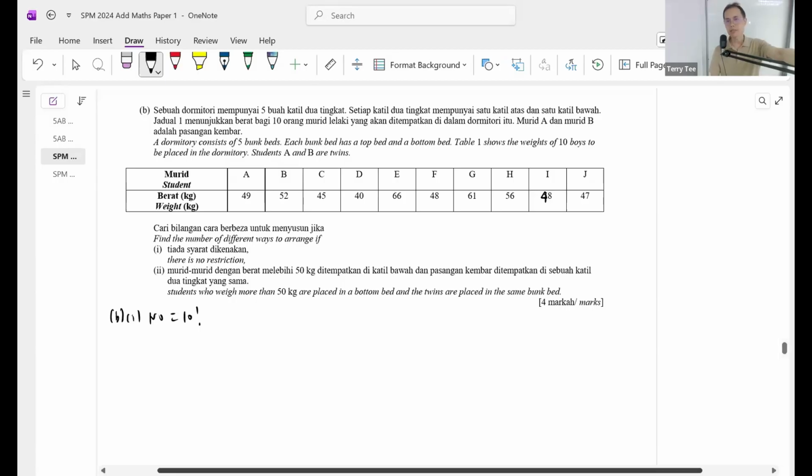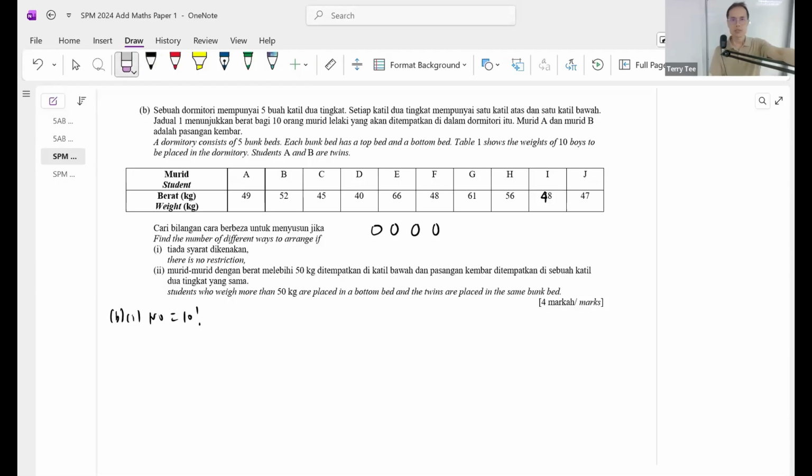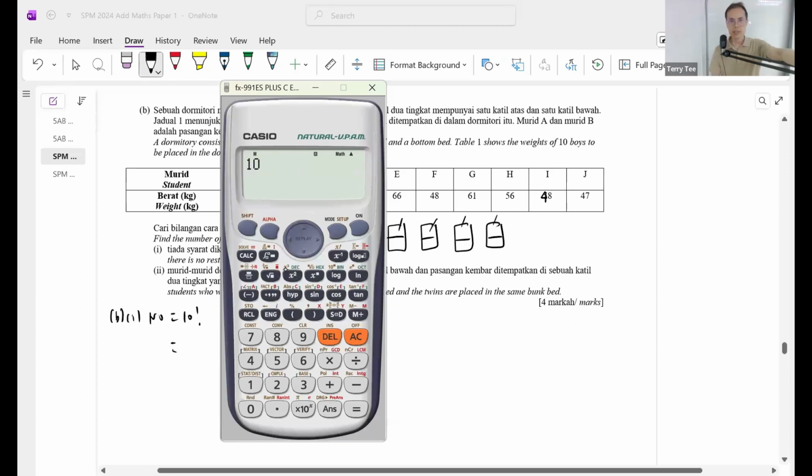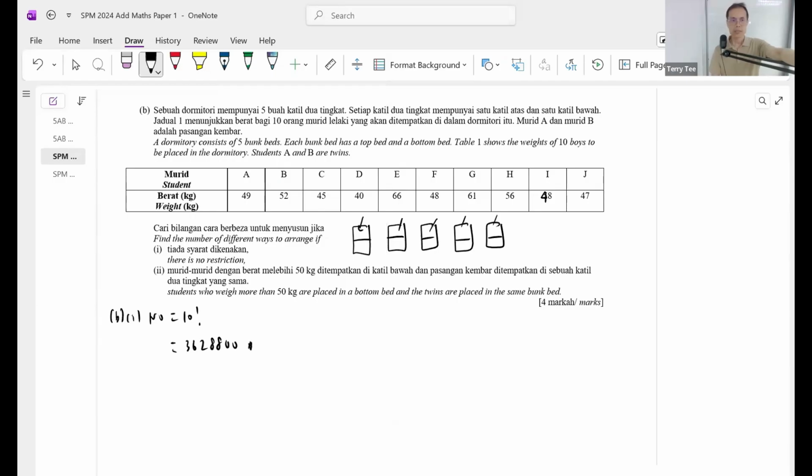Now, it doesn't matter whether the bed is on top or below, because the bunk beds look like this. Let me just draw them: this is bunk bed 1, bunk bed 2, bunk bed 3, 4, 5. So if there's no condition, for the first one, how many options? You've got 10 options. Next one is 9, then 8, 7, 6, 5, 4, 3, 2, 1. So it's basically 10 factorial. Just use your calculator, 10 factorial, a very big number. You should get 3628800.